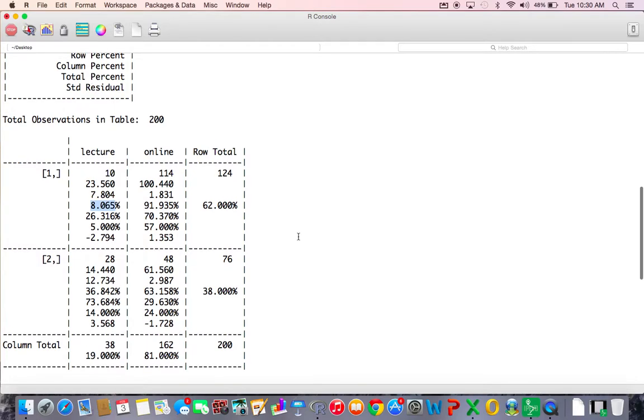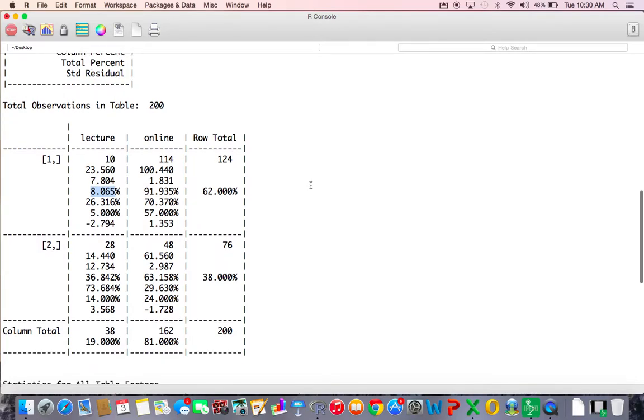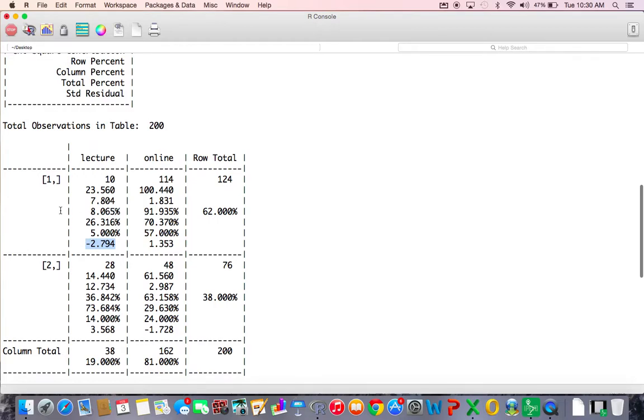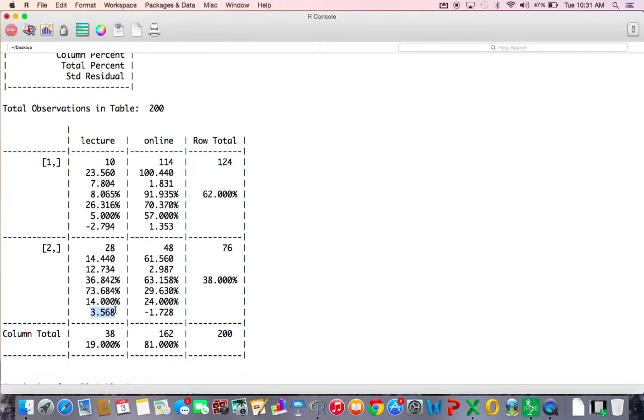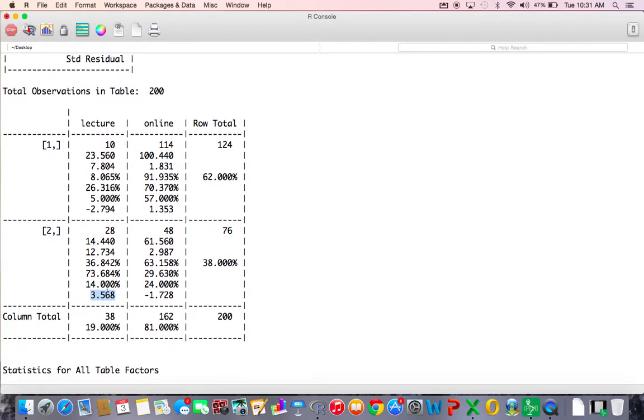But guys, to be perfectly candid and honest with you here, I am automatically drawn to the standardized residuals. And the two standardized residuals that I see that are most concerning for me is the negative 2.79, which is the non-success for lecture. This tells us that the observed cell count is 2.79 standard errors less than what we would have expected under the null hypothesis. And this tells us that the observed cell count for those who succeeded in lecture was 3.6 standard errors higher than we would have expected under the cell count.